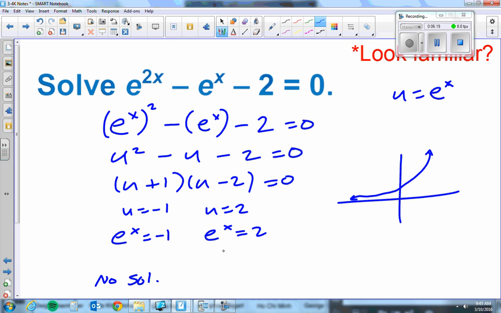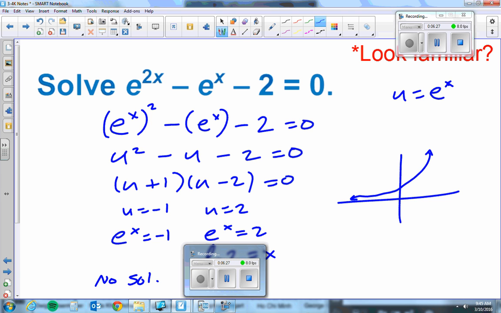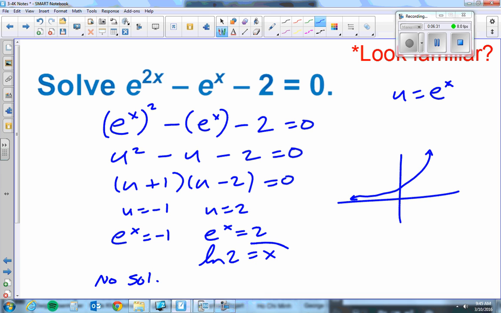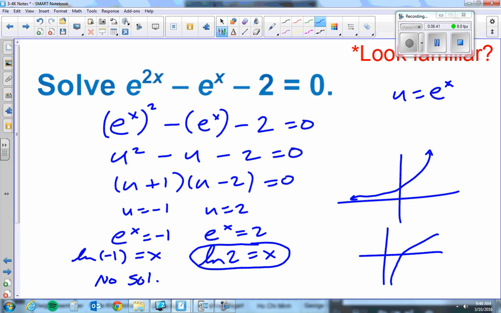This one, to solve, this rewrites as a log problem. Log base e of 2 equals the exponent, which means you're done. That's the answer. If I tried that in this one, by the way, I'd have natural log of -1 equals x. And that's another way you know there's no solution, because log problems have a domain that's only the positives. And so either way, you just can't do that. Okay?